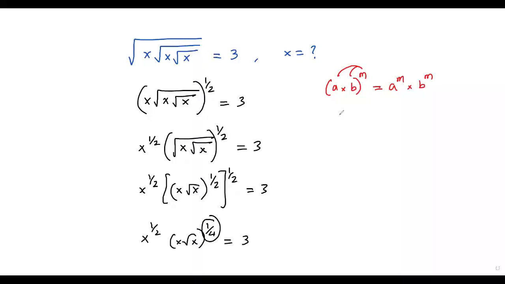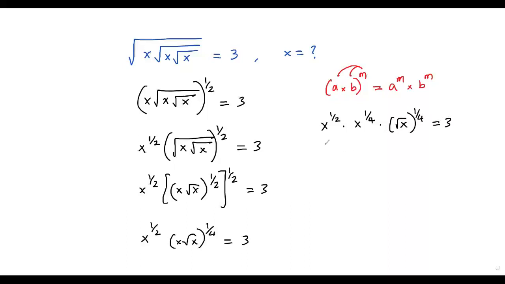Here 1/4 is a common exponent for the product x and square root of x. As we have already discussed, it's one of the rules of exponents. Whenever we have a common exponent for a product of two or more quantities, we can distribute the exponent to each quantity. So then we get x to the power 1 half times x to the power 1/4. When I distribute this exponent 1/4 to this x, it will become x to the power 1/4, times square root of x to the power 1/4, equals 3.